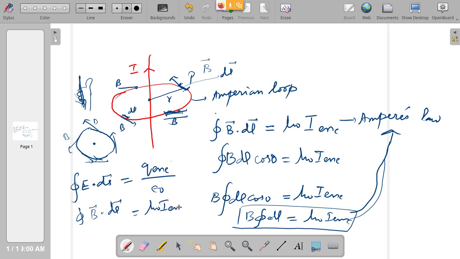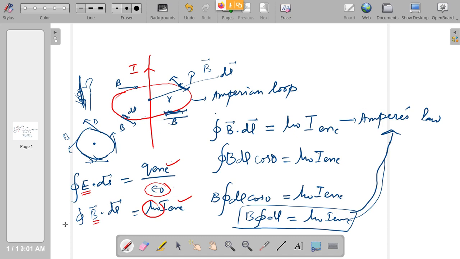There, charge enclosed; here, current enclosed. So on the right side there, it is charge enclosed in Gauss law. Here it is current enclosed. There the constant is epsilon naught; here the constant is mu naught. Of course, there the constant was in the denominator, here it is in the numerator. On the left side we wanted the electric field there; here we wanted the magnetic field.